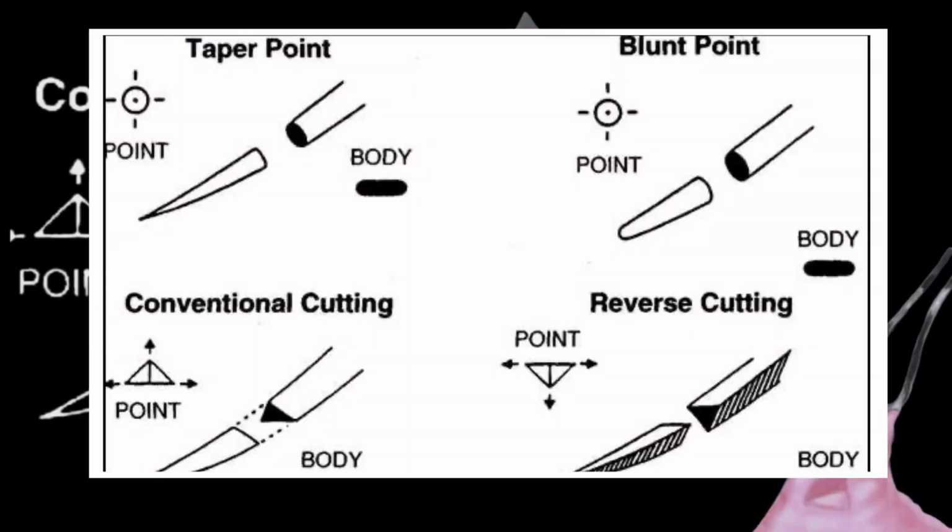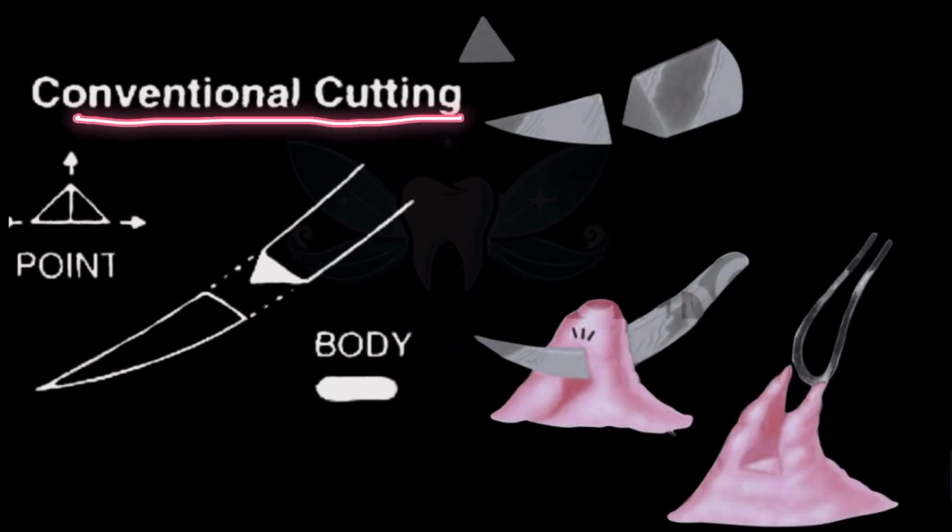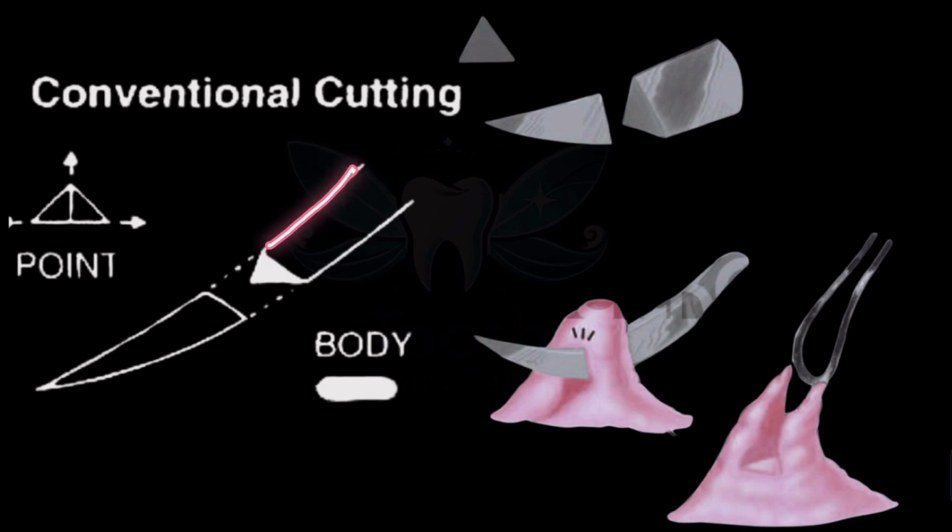Let us take a moment to look at the different types of needle points. So, the first one we have is the conventional cutting needle. This needle has its third cutting edge on the inside curve, and because of that, it tends to cut through the tissue quite aggressively. In delicate periodontal flaps, it can sometimes predispose the tissue to tearing, especially on the exit side.